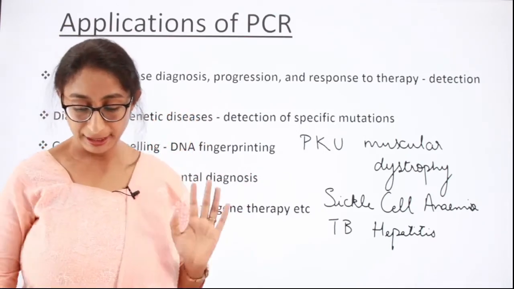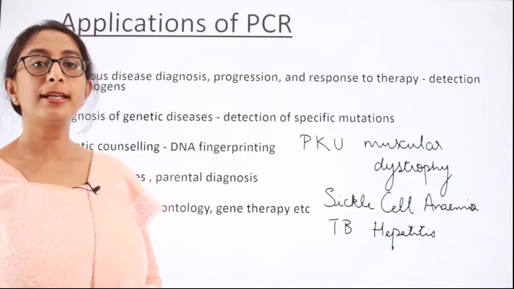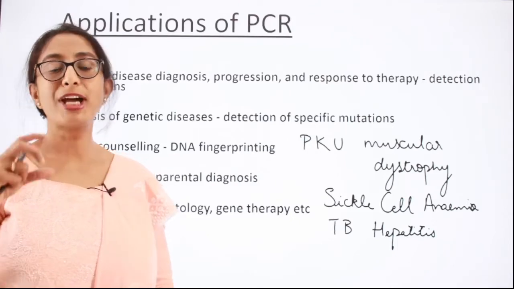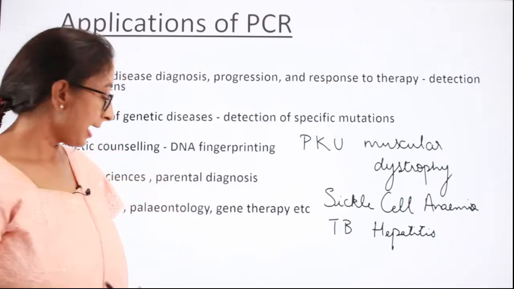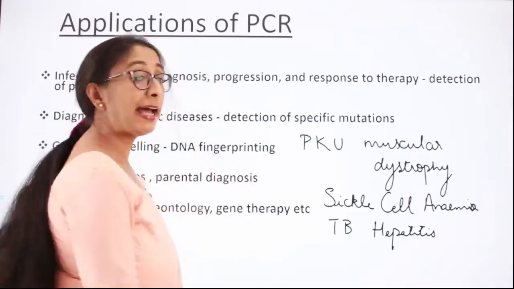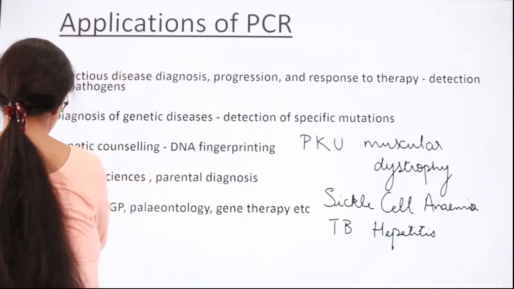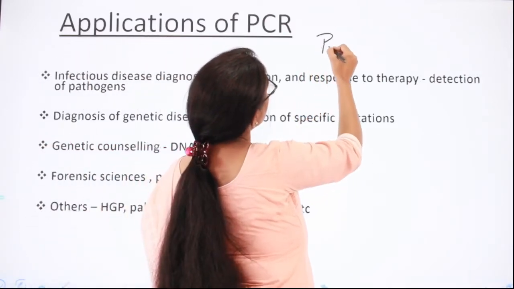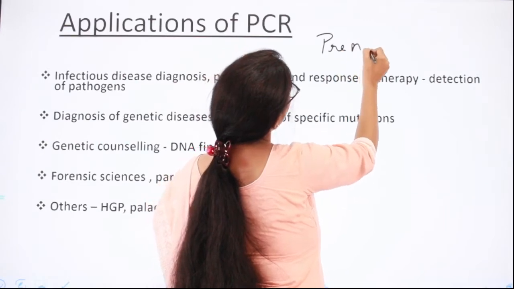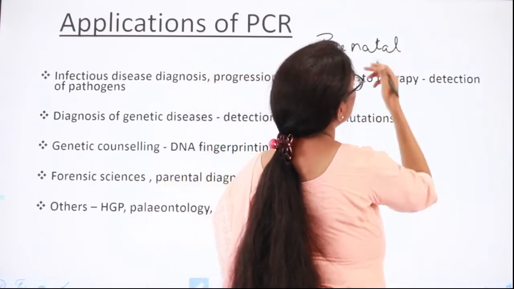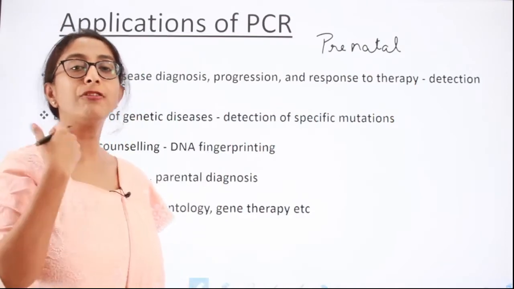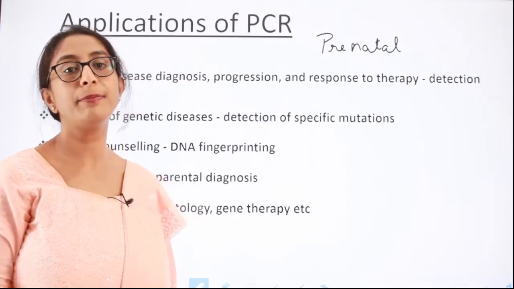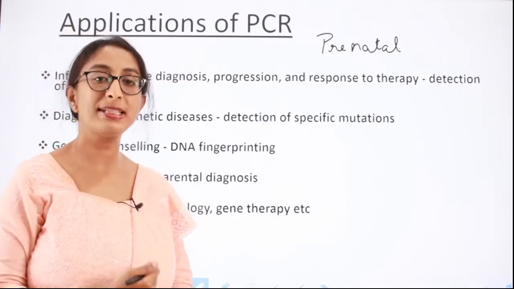And even for parental diagnosis, okay, there is some parental disputes also. So that also can be identified by matching the child's DNA with that of the parents. And then also prenatal diagnosis. So what do we mean by prenatal diagnosis? So prenatal diagnosis, that is, we can identify any genetic disorders in a baby before it is born. That is what we mean by prenatal diagnosis. So we can utilize PCR there also.